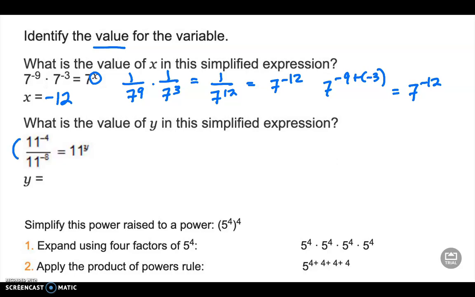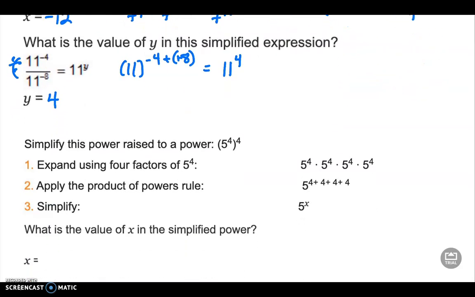When we're dividing them, we subtract, whereas when we're multiplying we add. Dividing, we subtract. So we can rewrite this as 11 to the negative 4th minus a negative 8. And negative 4 minus a negative 8, we add the opposite, that is equal to 11 to the positive 4. So this would be y equals 4. So that's just a review of what we did.